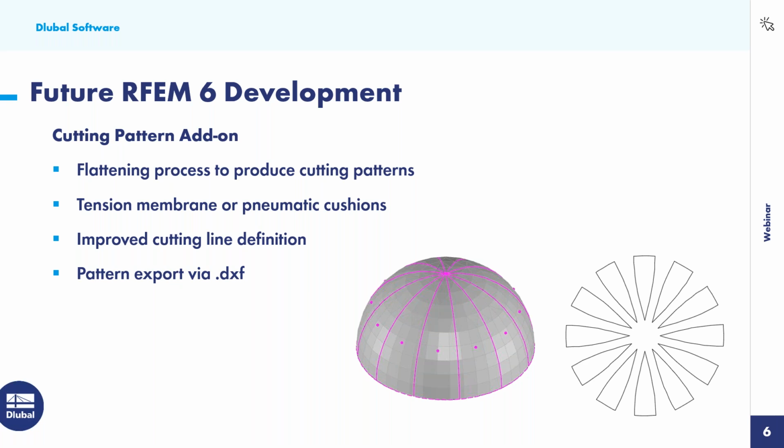Now, we did have this capability in RFEM 5, but we'll definitely see some improved technology in RFEM 6, for example, improved cutting line definition. That will be quite a bit easier than what we saw in the previous version. We'll have the ability to export out these patterns, such as a DXF file, and give them directly to the manufacturer. So something that is currently in development, and we should see available in the coming months.